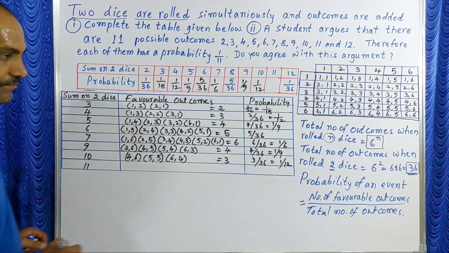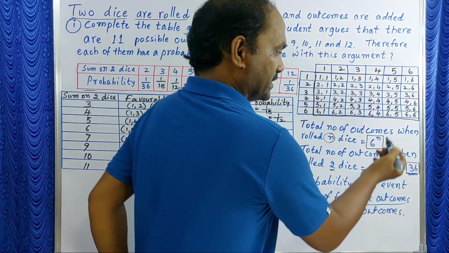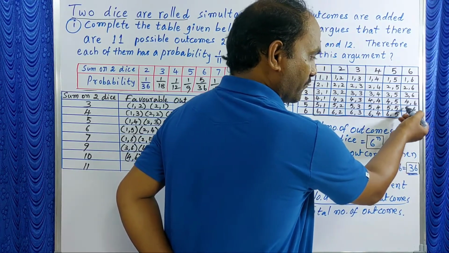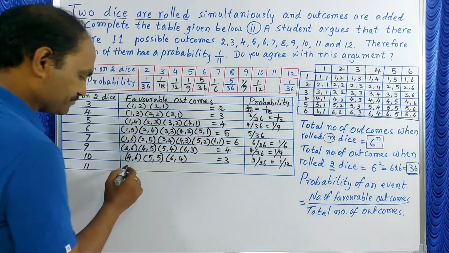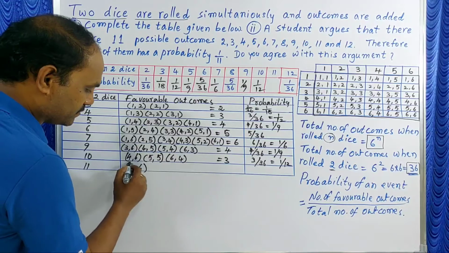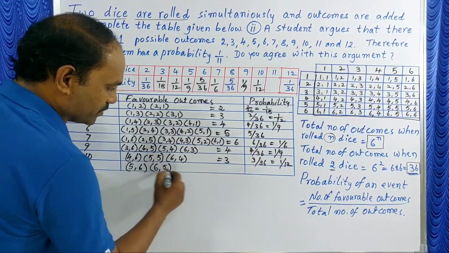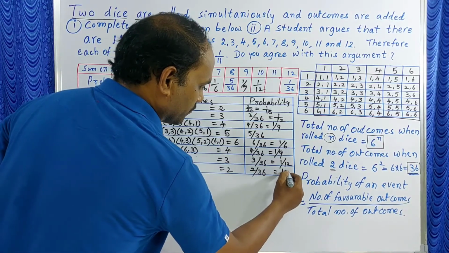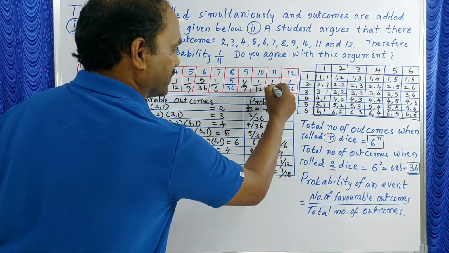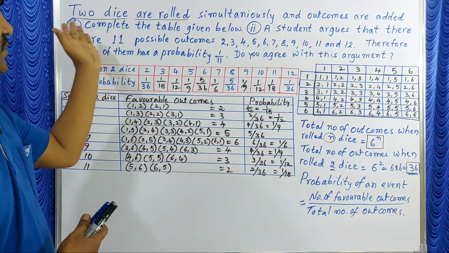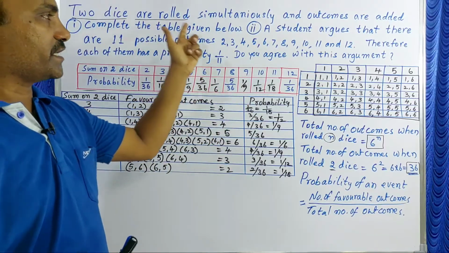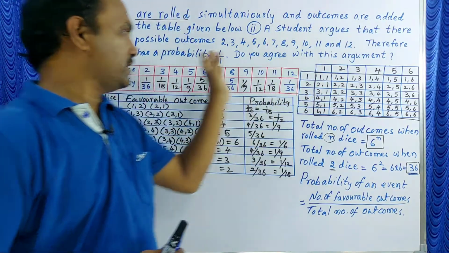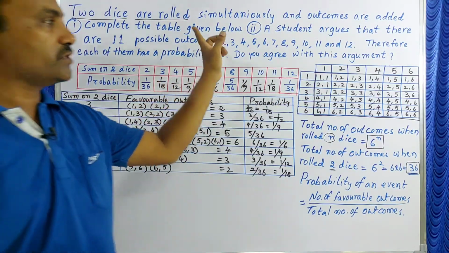Next one is 11. 4 plus 6 is 10, so next one 5 plus 6 is 11. So 5 6, 6 5, 2 outcomes only here. So 2 by 36, 1 by 18. This one is 1 by 18. This is the first question's answer: complete the table given below. We completed this one.